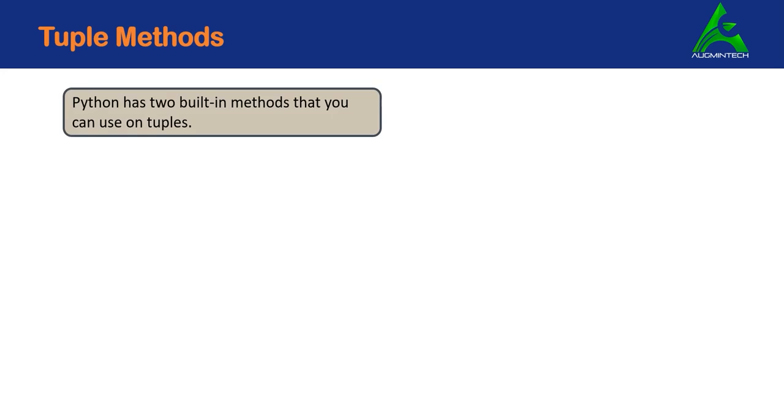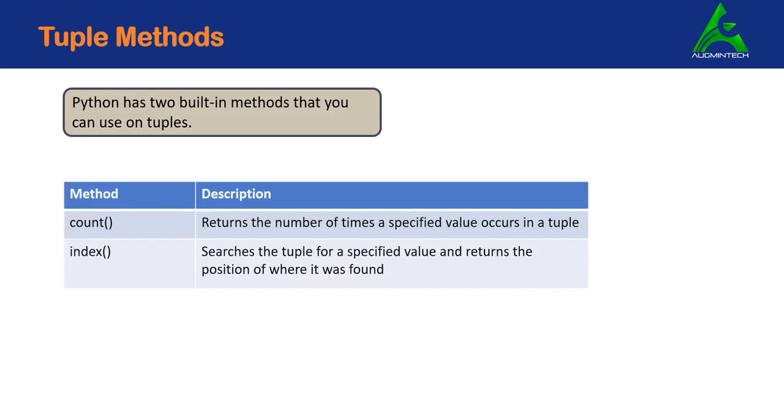Now let's have a look at the tuple methods. Python has built-in methods that we can use on tuples. Below is the table that describes the method and the description. The count method returns the number of times a specified value occurs in a tuple. And the index method searches the tuple for a specified value and returns the index position of where it was found.